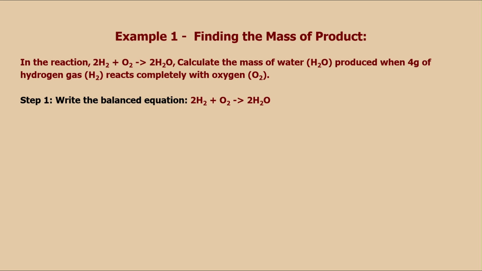To determine if a chemical reaction is balanced, each element must have the same number of atoms on both sides of the equation. That means reactants and products. Hydrogen, H, 4 atoms on the left, 4 atoms on the right. Oxygen, O, 2 atoms on the left, 2 atoms on the right. Always check the balance before moving forward.